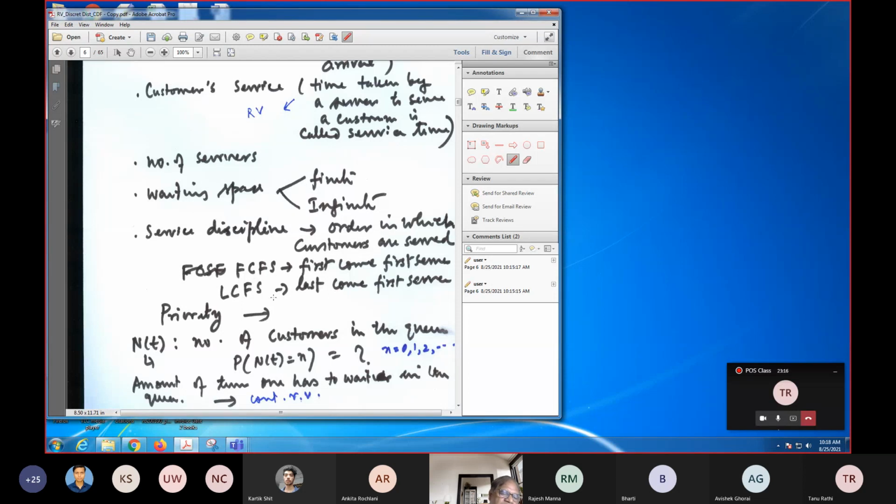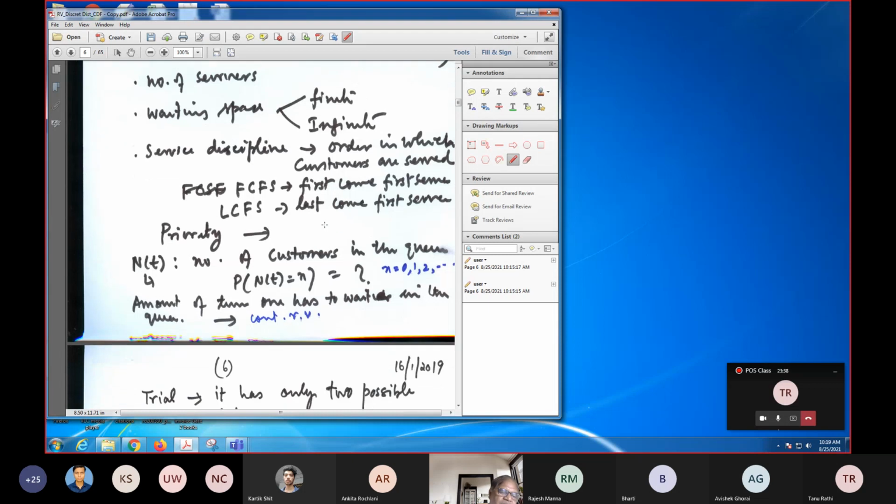There is another one, last come first serve. There is a priority discipline. Priority means if some VIP comes, the server abandons the service of the customer who is undergoing service. He serves the VIP and then comes back to the original customer. So there are several schemes.